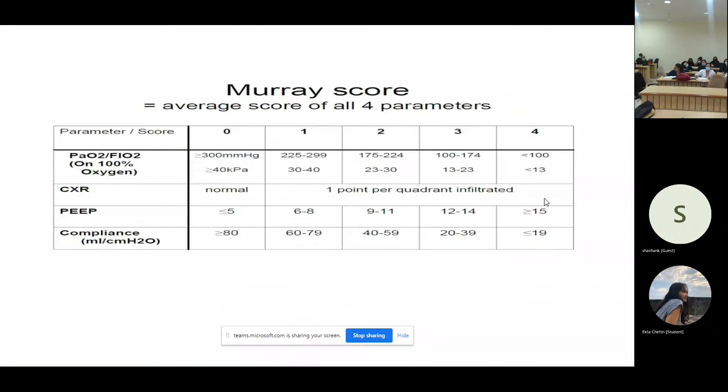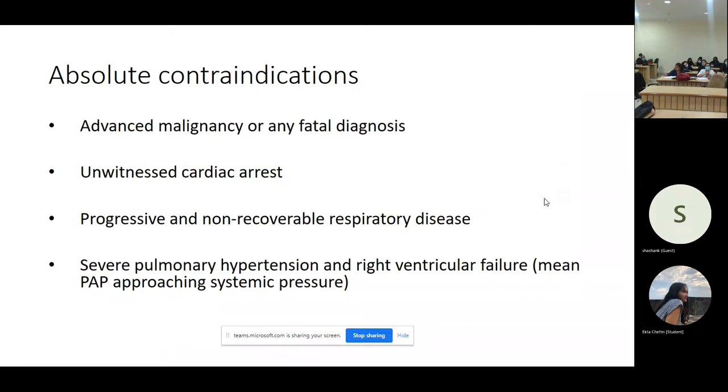No doubts. Good. So talking about absolute contraindications, if a patient has advanced malignancy, carcinoma, or any fatal diagnosis, there will be no use of putting on ECMO. Likewise with an unwitnessed cardiac arrest where the recovery of the patient is not recorded, the use of ECMO is not indicated. In a progressive and non-recoverable respiratory disease, if the lung function does not recover after putting on ECMO, there is no point. Then with severe pulmonary hypertension, if the mean pulmonary artery pressure approaches the systemic pressure and we put the patient on ECMO, the bleeding risk will increase and the patient will have chances of hemorrhage and stroke.